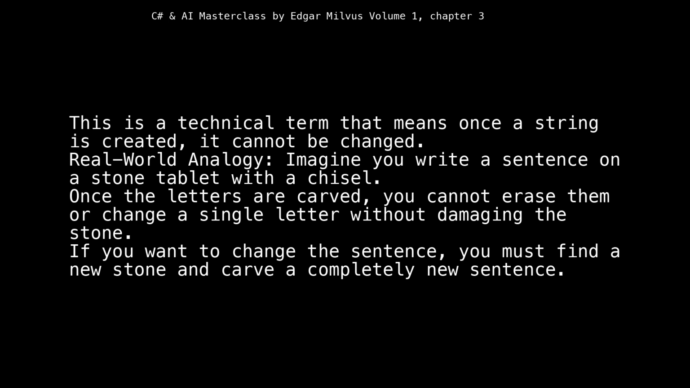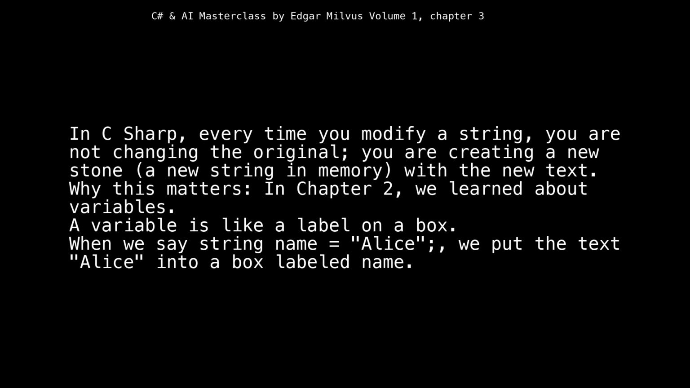This is a technical term that means once a string is created, it cannot be changed. Real-world analogy: imagine you write a sentence on a stone tablet with a chisel. Once the letters are carved, you cannot erase them or change a single letter without damaging the stone. If you want to change the sentence, you must find a new stone and carve a completely new sentence. In C#, every time you modify a string, you are not changing the original, you are creating a new stone, a new string in memory, with the new text.